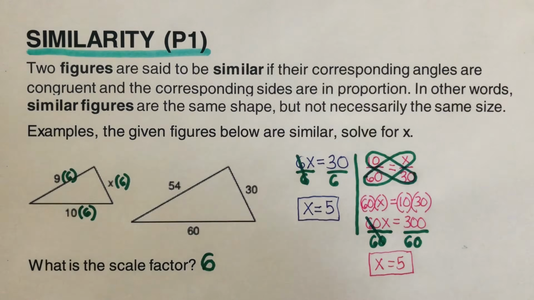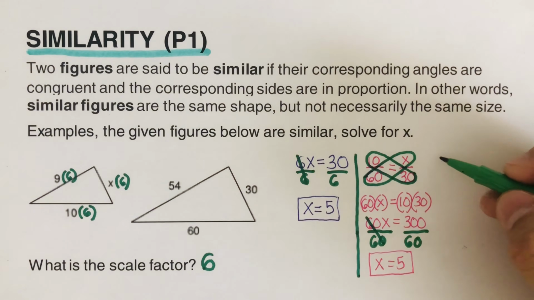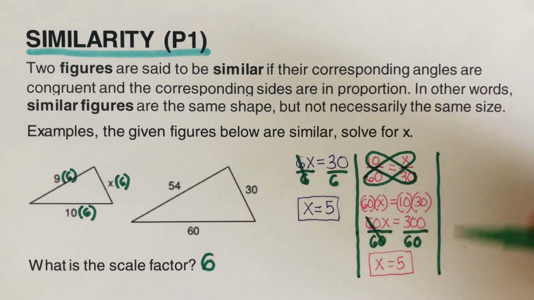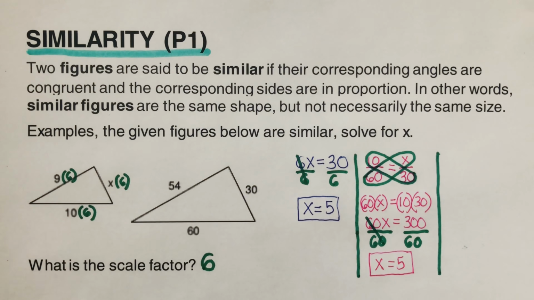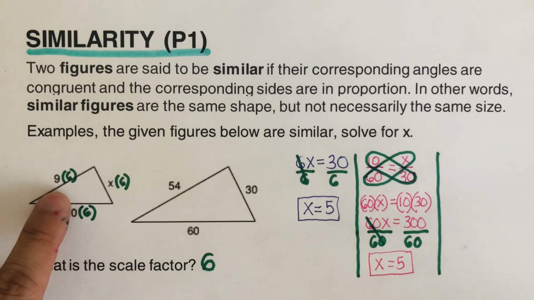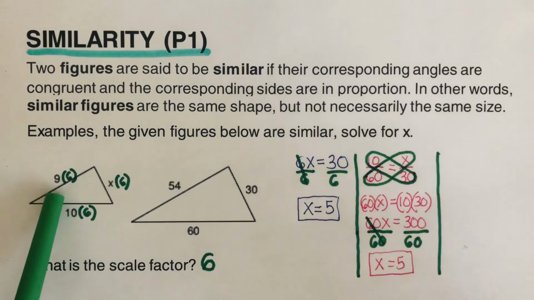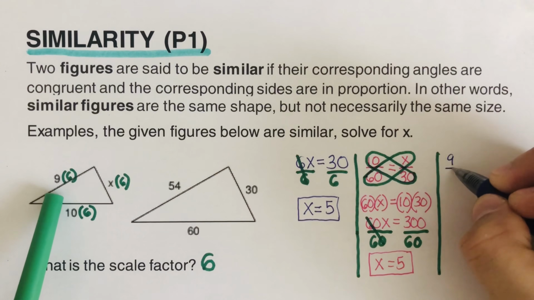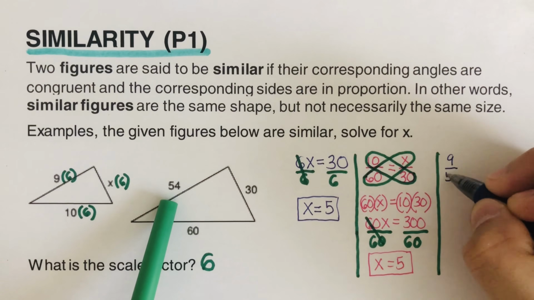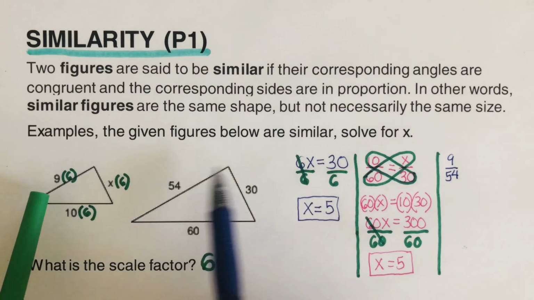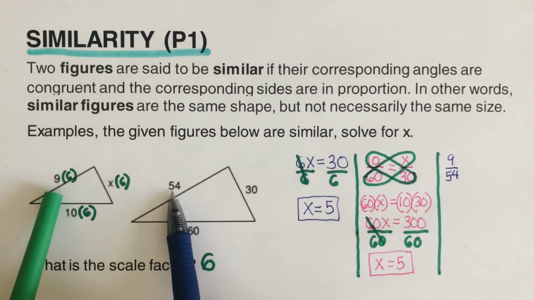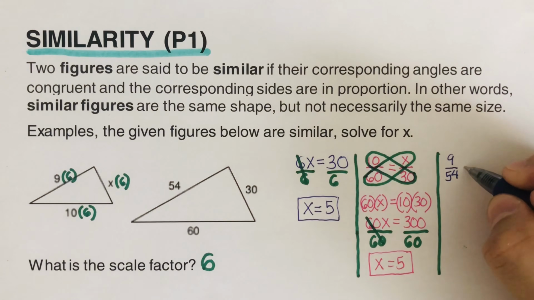You can use any of these methods. Others are going to say, is there another way to do that? What about the 9 and 54? Can we also use that and get the same answer? Yes. So let's set up the other equation using 9 and 54. So first is 9 over the second is 54. Again, do not pair up other numbers besides 9 and 54 because these are corresponding sides. And then that would be equal to x over 30.